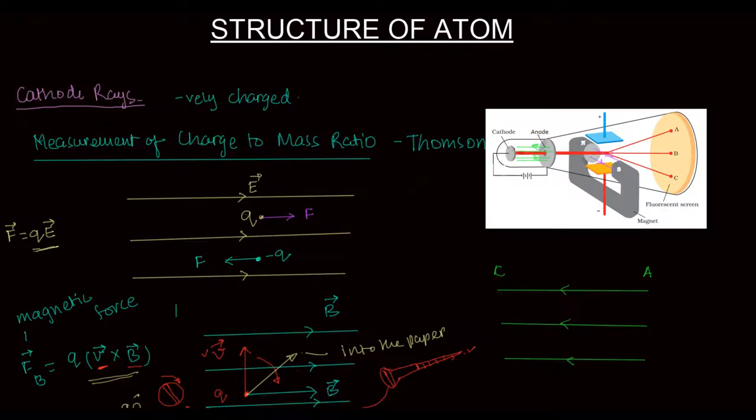And how do you show that? When something is coming out of the paper, we show it like a dot. Is it not? If it is going into the paper, we show it as a cross. Right? So this is a dot. This is how the magnetic field will look. So this is the schematic diagram of this. Do we understand?